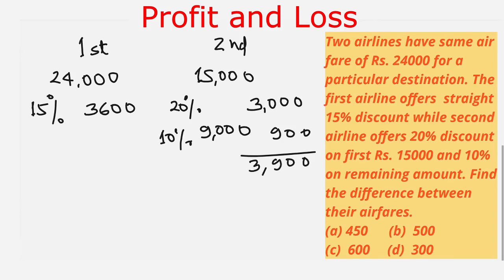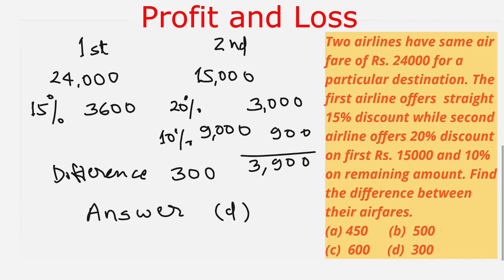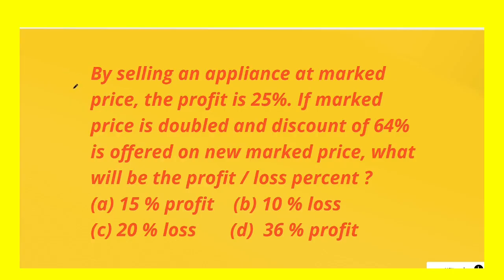And the difference between the two discounts, 3,600 and 3,900, is 300. The second airline offers 3,900, which is 300 more than the first airline. Hence, the second airline is rupees 300 cheaper than the first airline. Hence, the difference between the discounts is the same as the difference between their airfares, which is rupees 300. And from the given options, our answer is option D, rupees 300. We go to the next question.